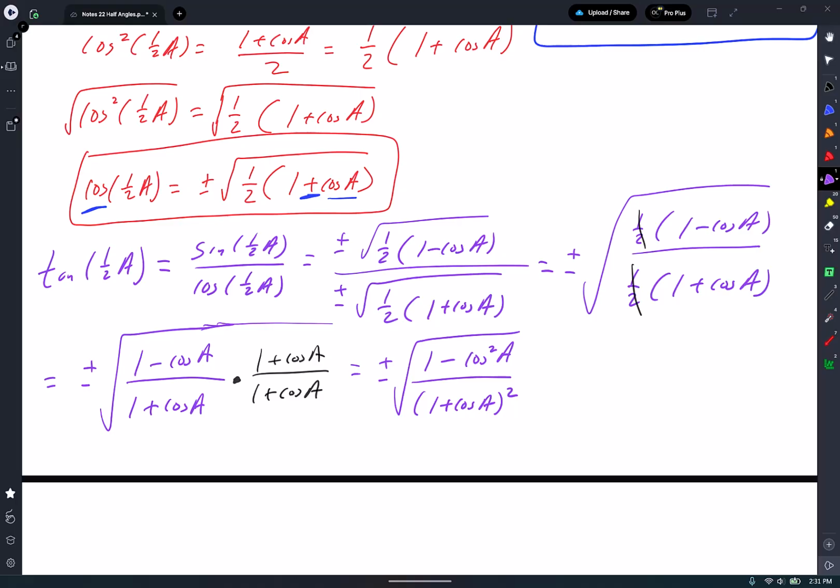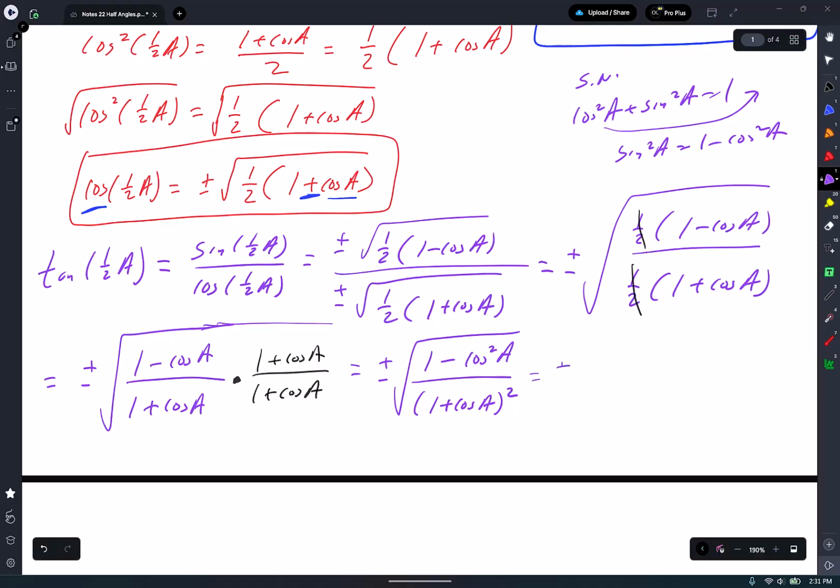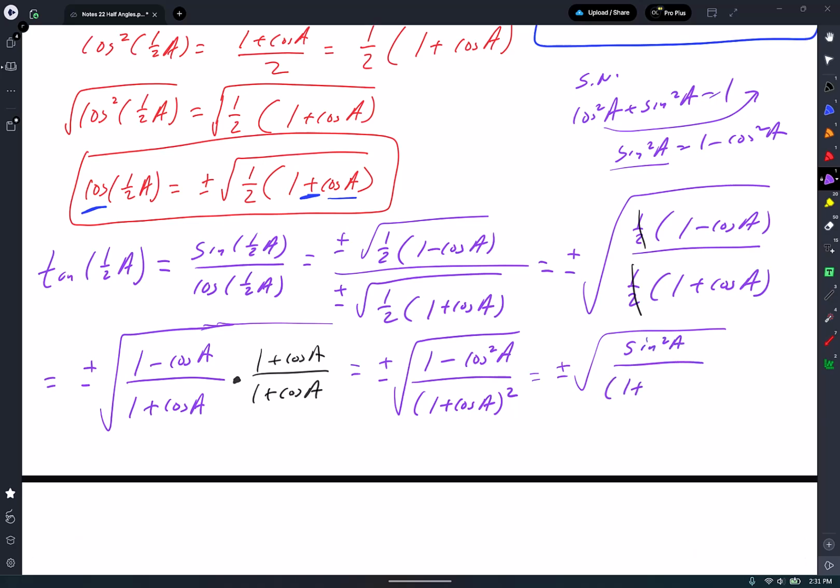We're almost there, guys. 1 minus cosine squared a, side note, cosine squared a plus sine squared a equals 1. So if I move that cosine squared to the right, sine squared a equals 1 minus cosine squared a. So that's what I'm going to replace the 1 minus cosine squared a with, plus minus square root, and replace it with sine squared. And on the bottom, I just have 1 plus cosine a squared. We're almost there. Last one here.